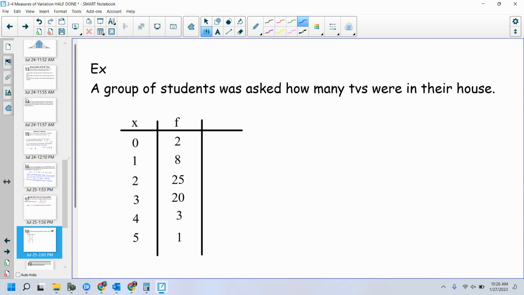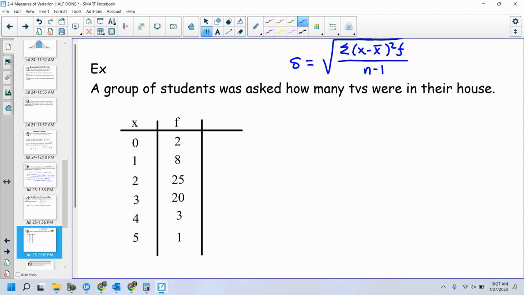Okay, to calculate standard deviation. I didn't even tell you to calculate standard deviation. Let's say we wanted to calculate standard deviation. And I guess I should use S because it's the same. A group of students was asked how many TVs were in their house. So S is going to be equal to the square root of the sum of x minus x bar squared times f, all divided by n minus 1.